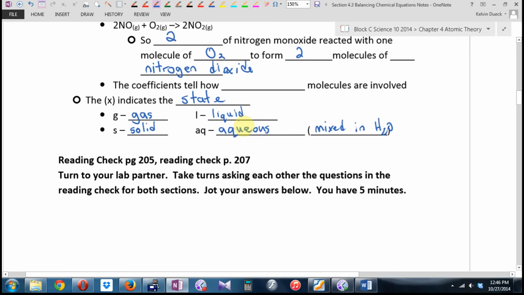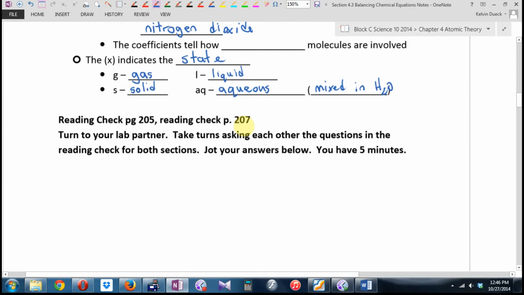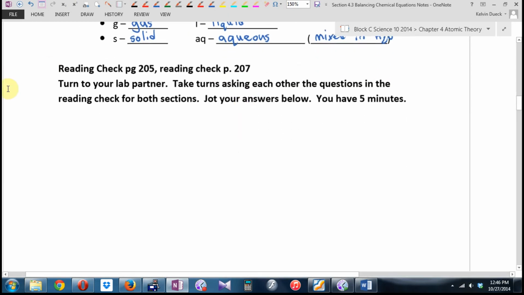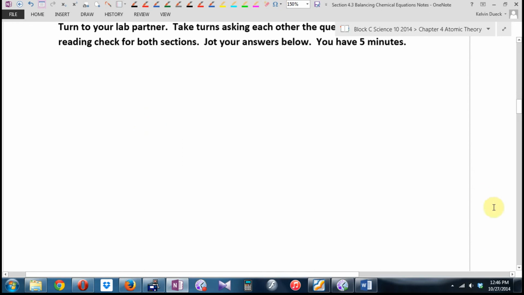So I wrote down here, and we're going to take 5 minutes. Reading check page 205, reading check page 207. What you're going to do is turn to your lab partner and take turns asking each other the questions in the reading check for both sections, and just rough jot your answers in the space down here. If you don't have a lab partner, I'll pair you up with someone, or you can go in groups of 3 if you want. Julia and you guys can go together.